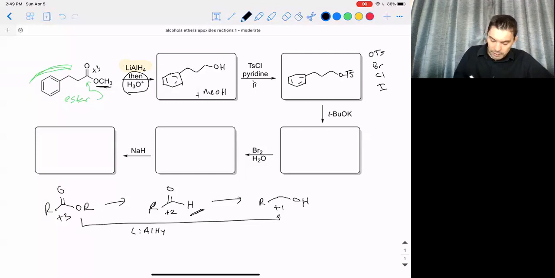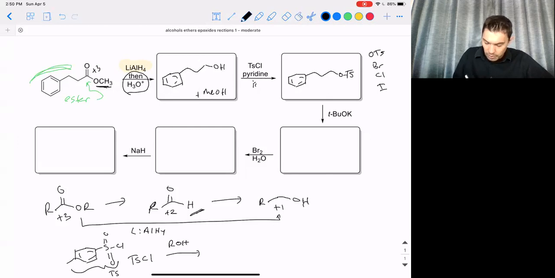For those of you that have forgotten what the structure of tosyl chloride is, this is TsCl, and this whole part here is the Ts part, and that is then activated as the alcohol. So if we put in our ROH here, we're going to end up making the tosylate.